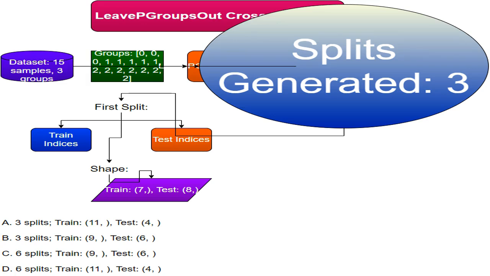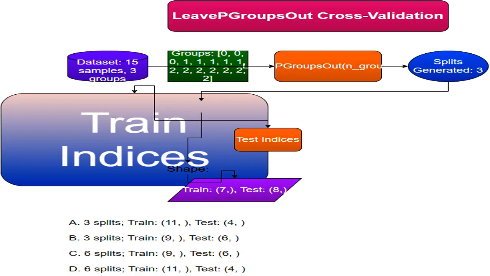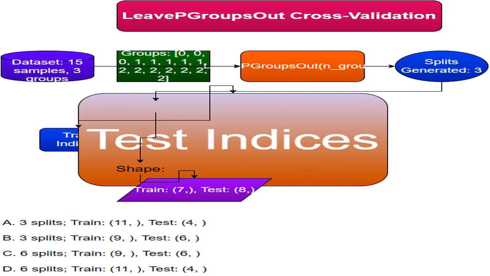Because I have 3 groups and I'm leaving out 2 at a time, I get 3 different ways to split my data: 0, 1, 0, 2, and 1, 2. Think of it like this: you're selecting testing groups, and the rest become training groups. These are the indices, positions, of the data points that will be part of my training set for a given split. These are the indices, positions, of the data points that make up my testing set.